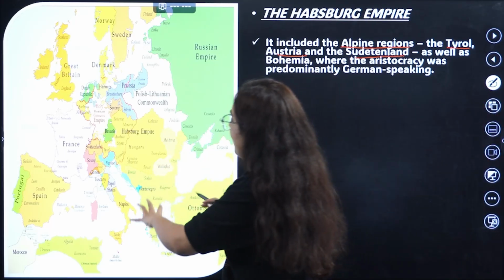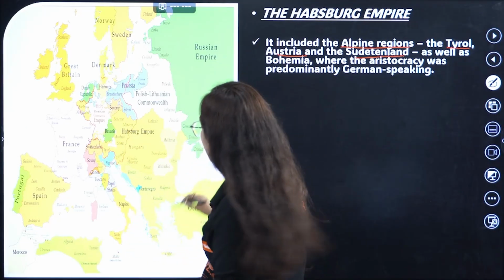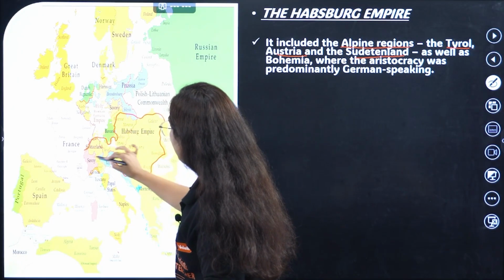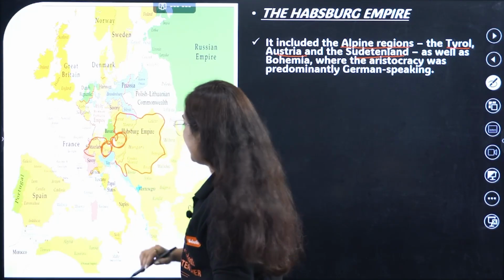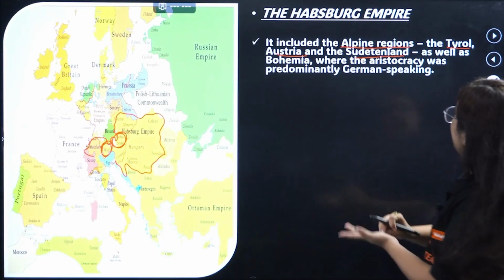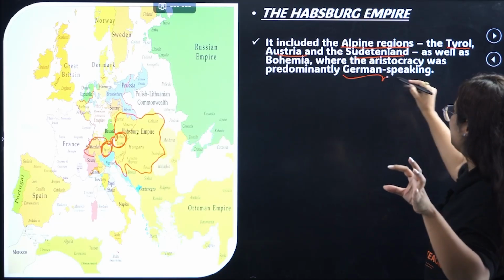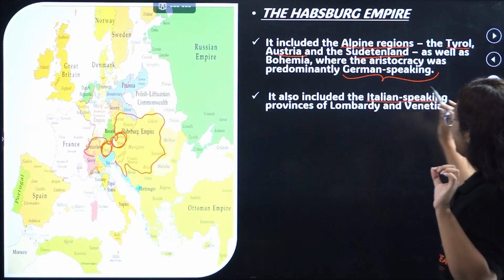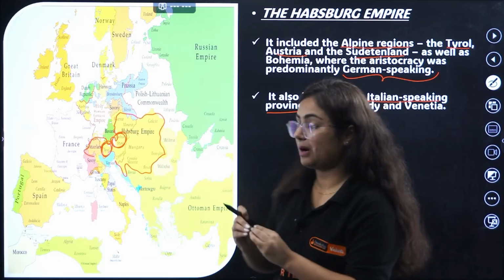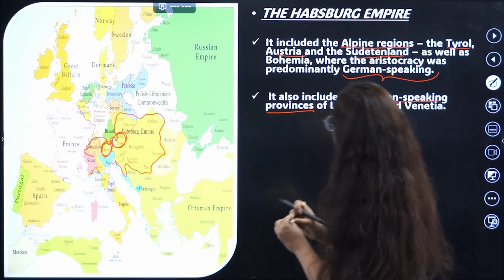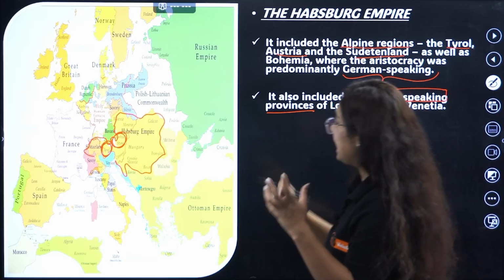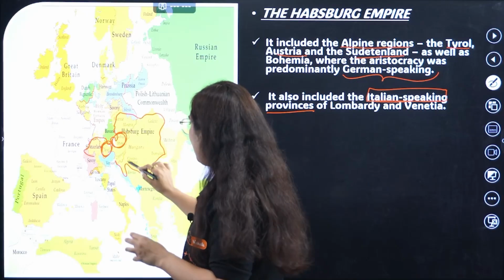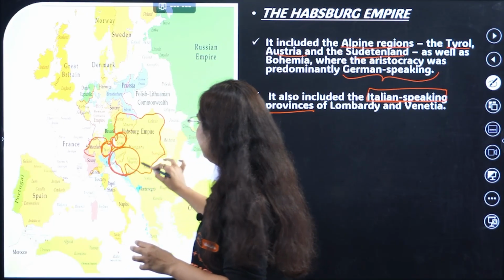Now let's come to the map and figure out where the Habsburg Empire actually is. See, this dark yellow color contains the Habsburg Empire. In this empire, this was Austria, this was Tyrol. Why are we referring to this region? Because these were German speaking regions. Now, it also included the Italian speaking region. The Habsburg Empire contained areas where Italian was spoken. When you see this area south of Tyrol, you can understand that basically this language was spoken here.